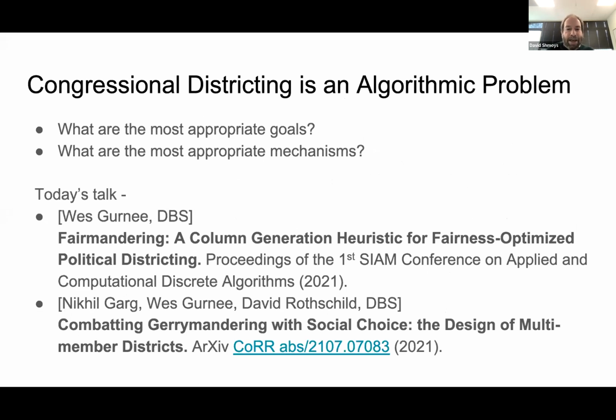And I'm going to try to compress into the next nearly 50 minutes the highlights from two papers that I was recently involved with. One with a former undergraduate student, now a PhD student at MIT, Wes Gurnee: Gerrymandering, a column generation heuristic for fair minus optimized political districting. And a more recent paper with my new colleague at Cornell Tech, Nikhil Garg, with Wes and with David Rothschild at MSR: Combating gerrymandering with social choice, the design of multi-member districts.